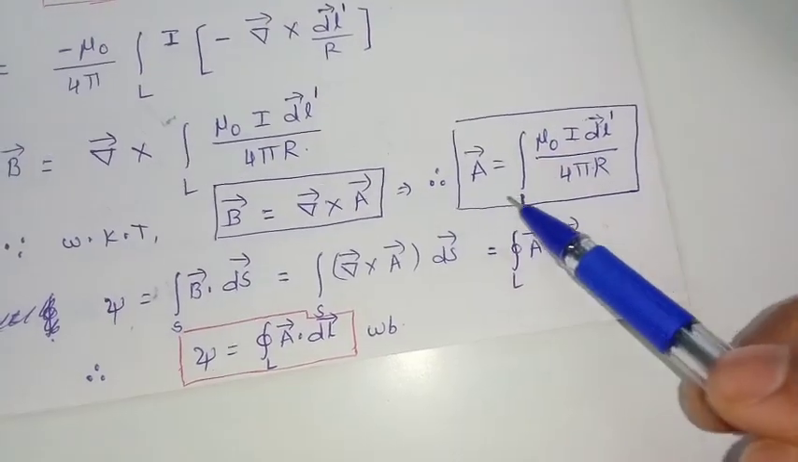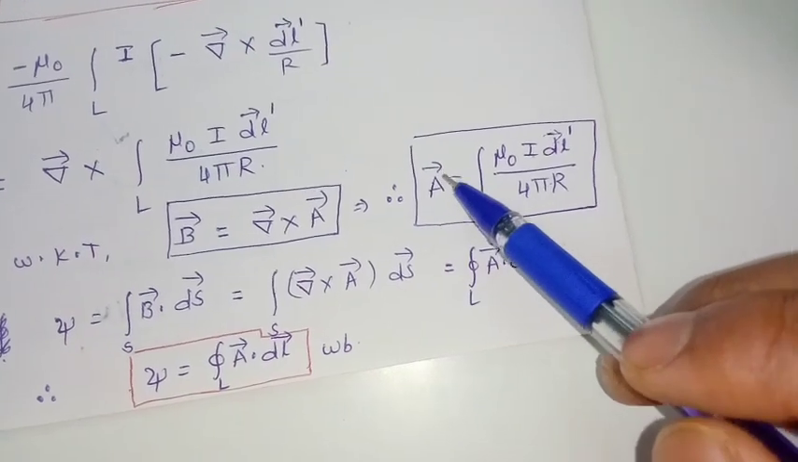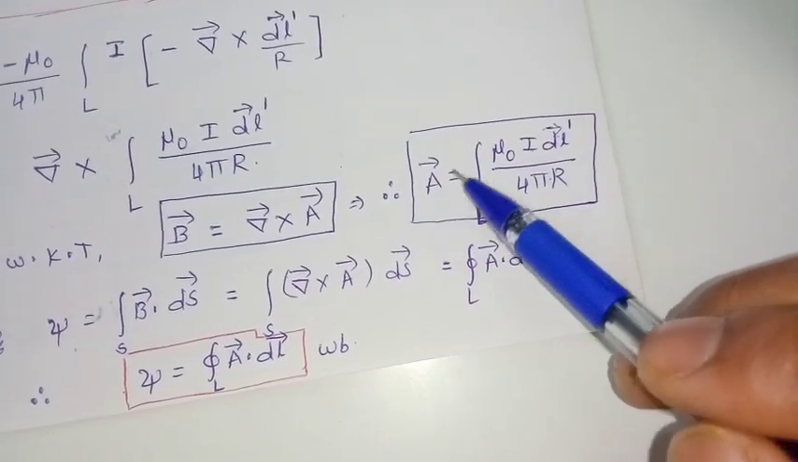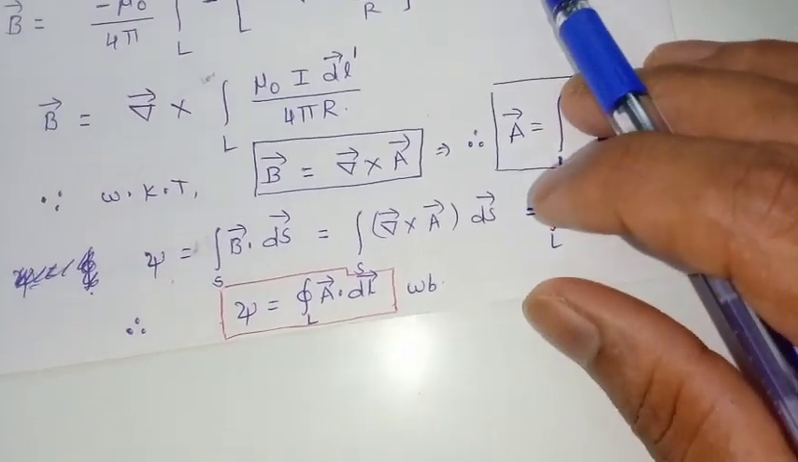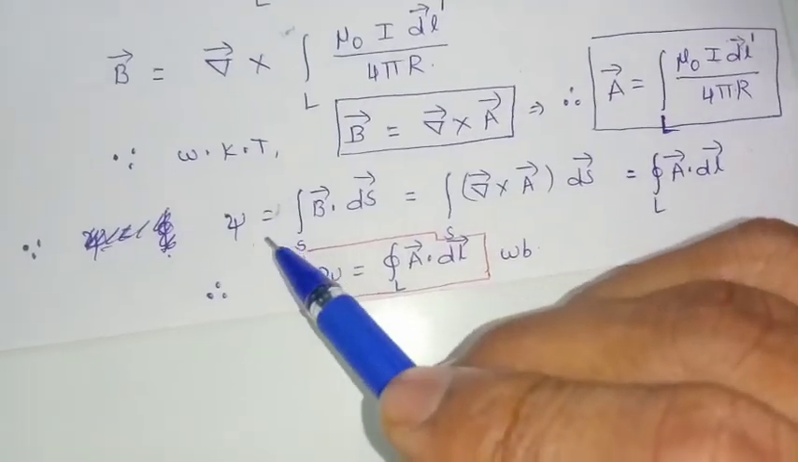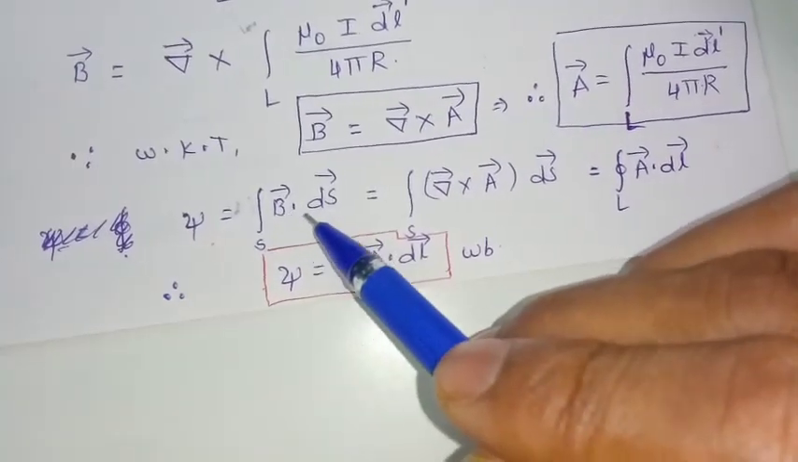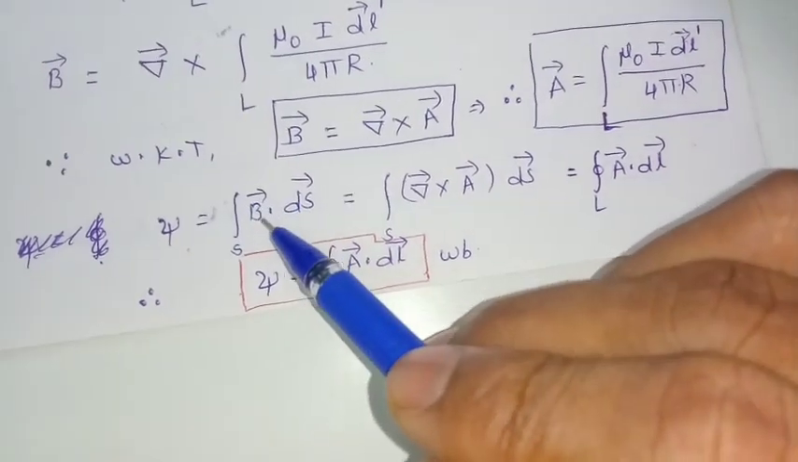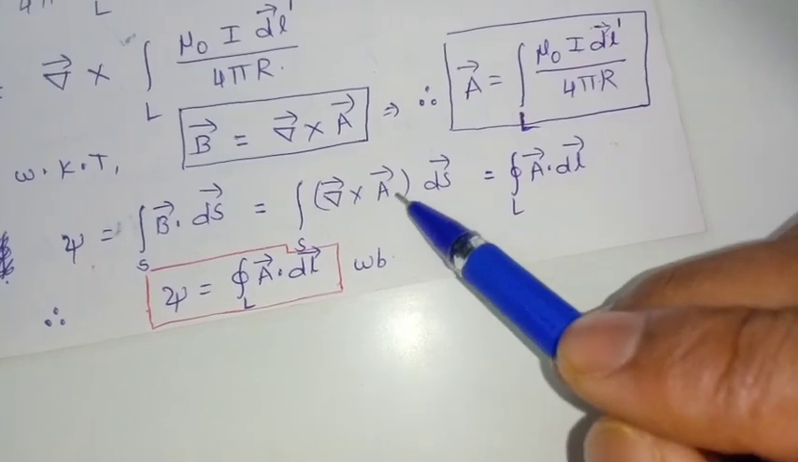Is it clear? Then this is the expression of magnetic vector potential for a long current carrying conductor or for a line current distribution. Is it clear? Now we can see the relationship between vector magnetic potential and the magnetic flux. Since the magnetic flux is equal to open surface integral of B bar dot ds bar, then in the place of B bar we are going to represent the curl of magnetic vector potential.